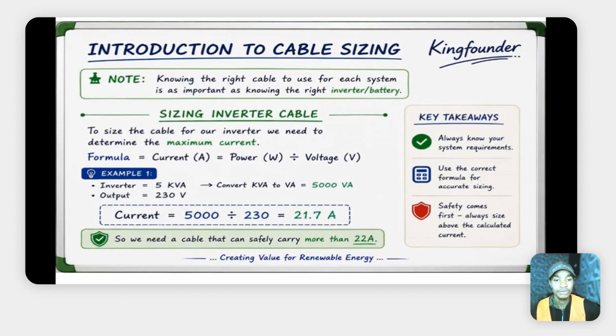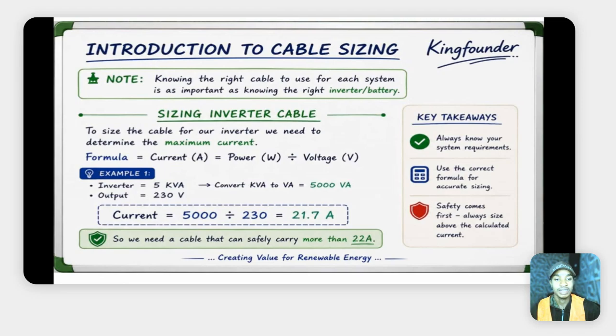So if we decide to use a bigger wattage, maybe we decide to use a 10 kVA inverter. For a 10 kVA inverter, we have 10,000 divided by 230. So that will give us 43.4. So we need a cable that can safely carry 43.4 amps. So that's about cable sizing and sizing our inverter cable.